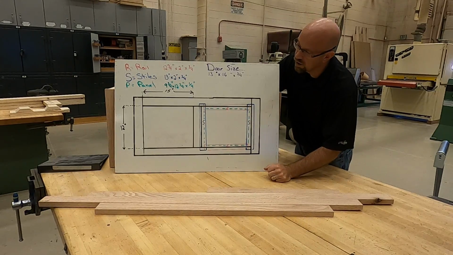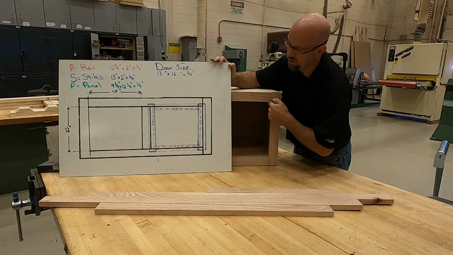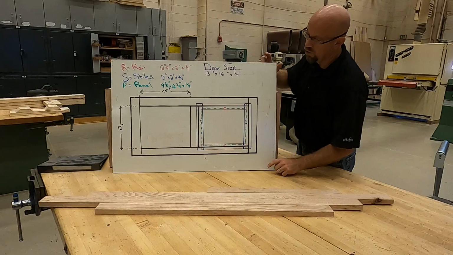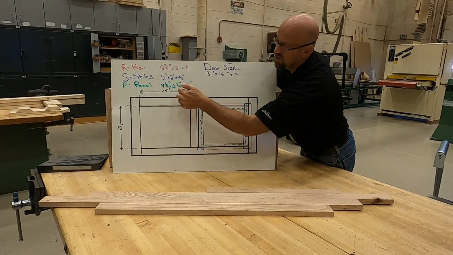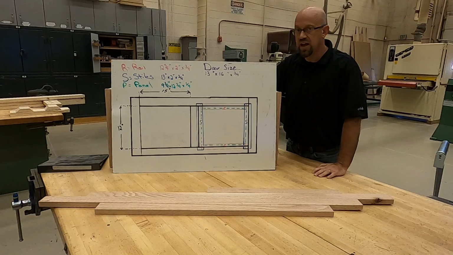So on here, the opening itself, from here to here, is the same as what I drew here, 12 inches. Now the opening across here is 15 inches. It is the same on the left and the right side of this cabinet.